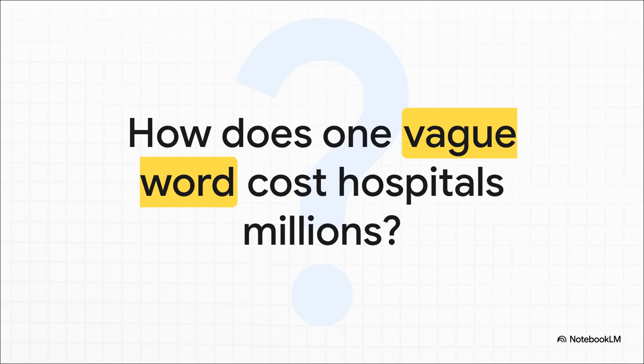I want you to think about this for a second. How does one single vague word in a medical chart end up costing a hospital literally millions of dollars in lost revenue? Well, it happens every single day. When a provider just writes a generic symptom like chest pain on a discharge summary, instead of the actual confirmed diagnosis, like, say, acute myocardial infarction, it completely throws off the DRG assignment. And that means massive revenue loss and some seriously scary compliance risks. So today, we're going to fix that.